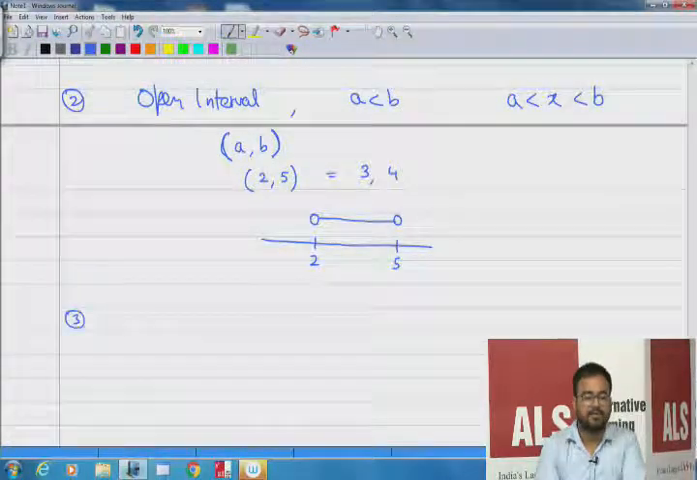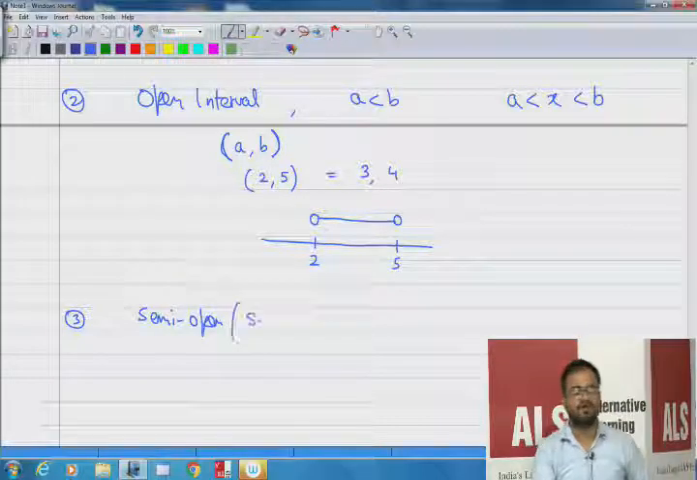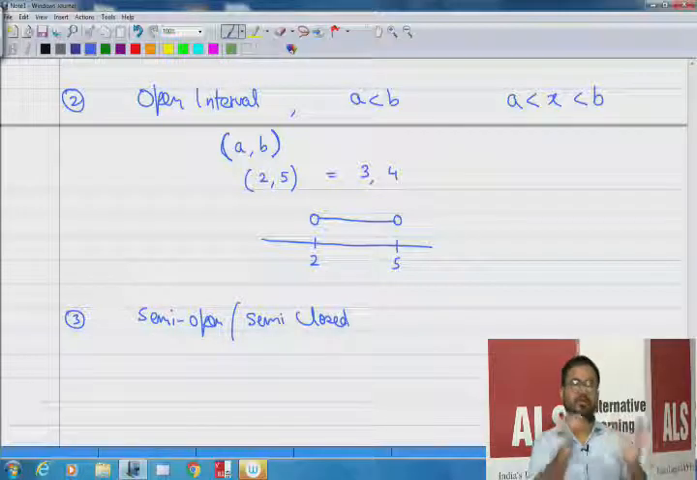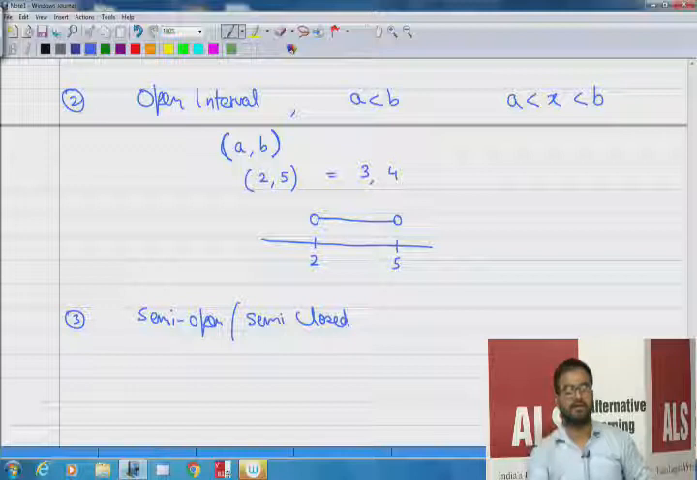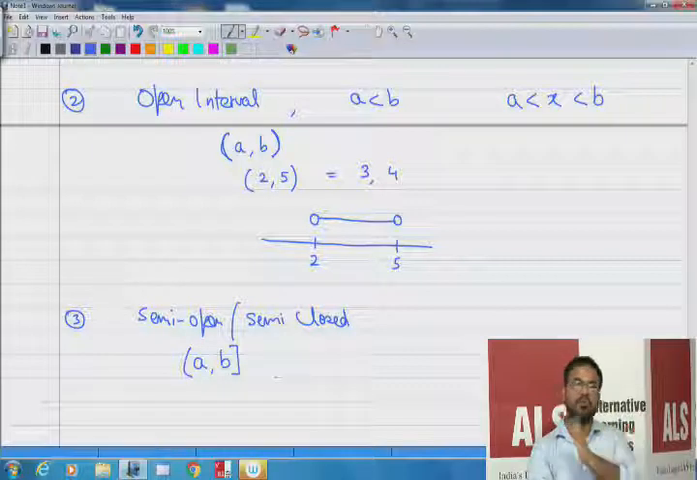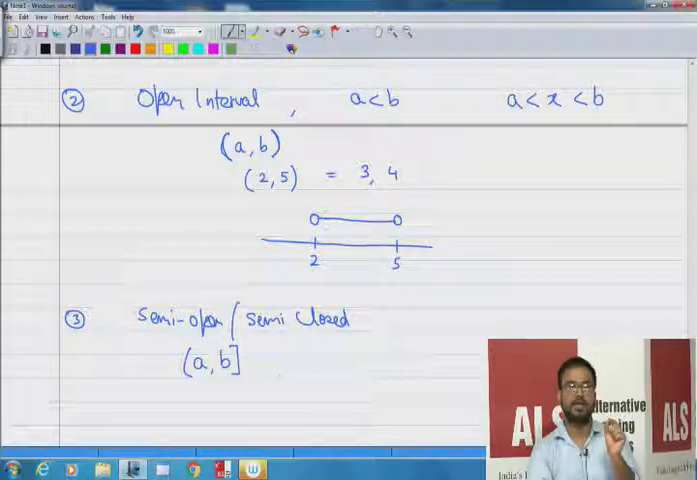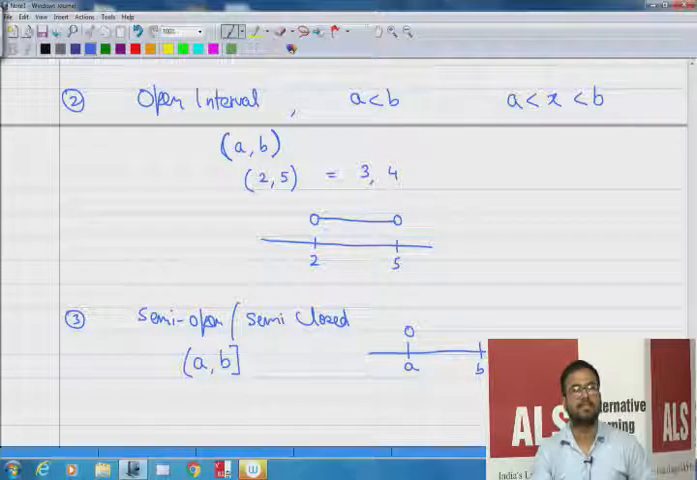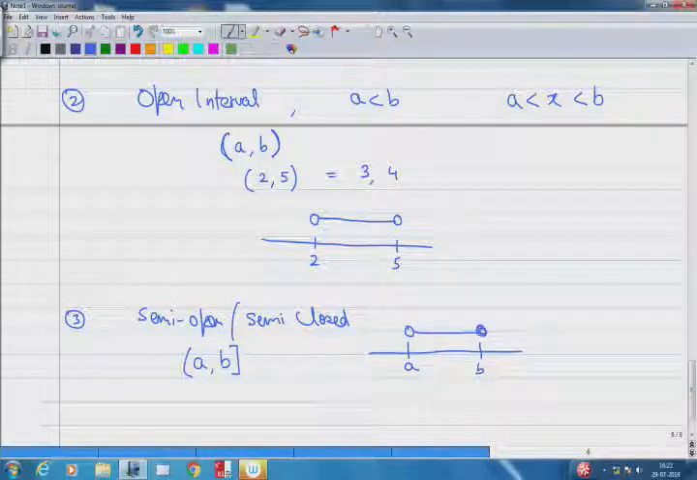And now you can relate what is semi-open or semi-closed. A semi-open or semi-closed interval is one which is open on one side and closed on the other side, or vice versa. So you can write it like this: A comma B and a square bracket. It means from A to B all the numbers, but we are not including A, but we are including B. So on the number line you can write it like this: A, B, only an open circle on A and a dark circle on B. That is the meaning.